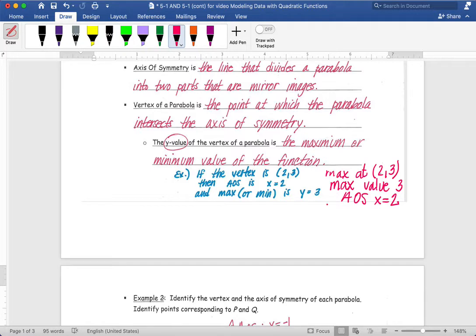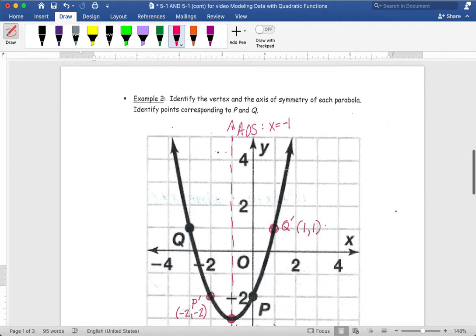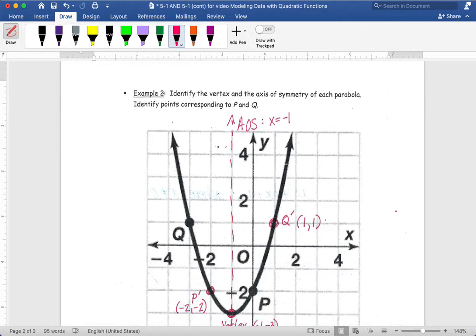Or maybe this is a min. I don't know. I mean, if the parabola opens down, then we have a max. If the parabola opens up, then you have a min. Okay? And you need arrows on your graphs. All right. This part here was identifying the parts of the parabola.